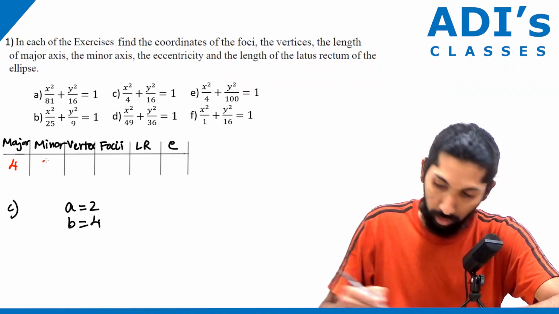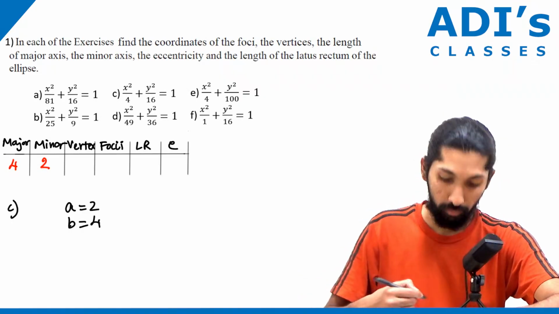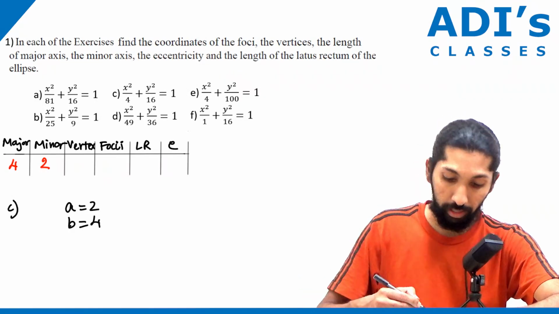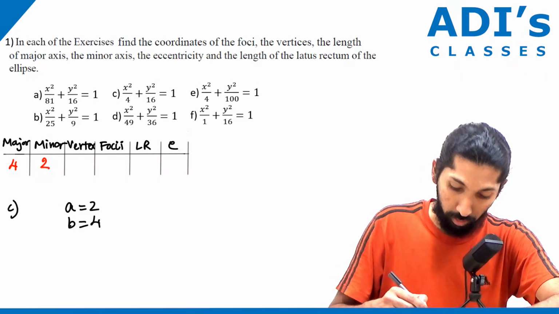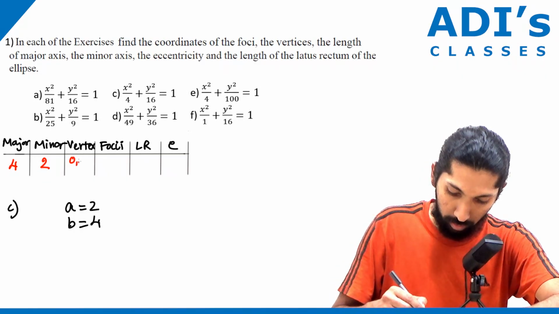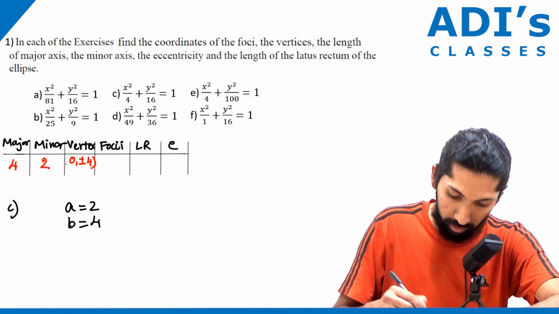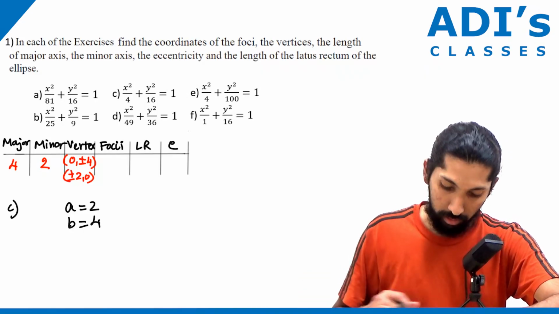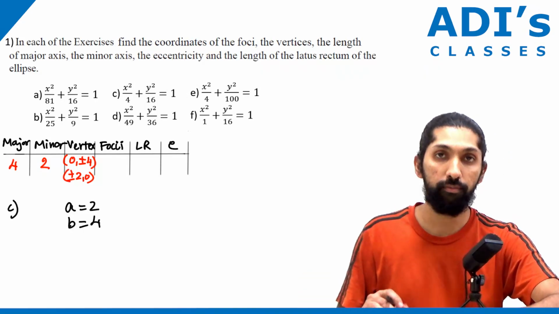and the minor axis is going to have a length of 2. Okay, then vertices. So the vertices are, again, the major one is going to be 0, plus or minus 4. This is 1. And plus or minus 2, 0. This is the second one. Fair enough? Now, after that, LR.